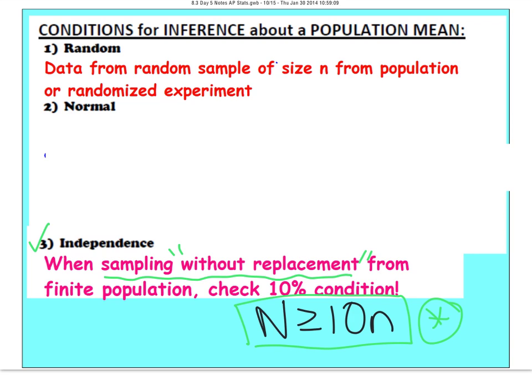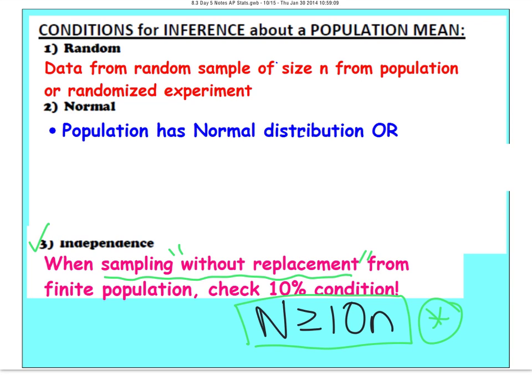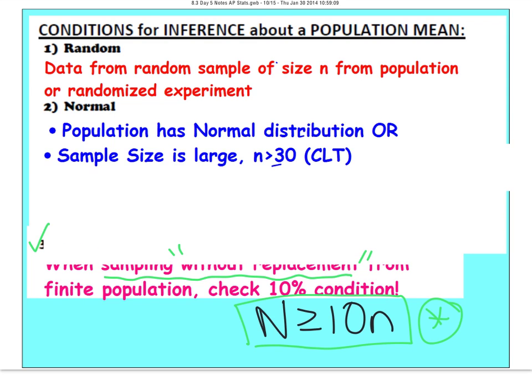Then the third condition is the normalcy. There's a couple different ways. For normalcy, if the population has a normal distribution, then we already know that this sample will, so we say it's approximately normal. Or if the sample size is large, that is if the sample size is greater than or equal to 30, then we know our sample is approximately normal.